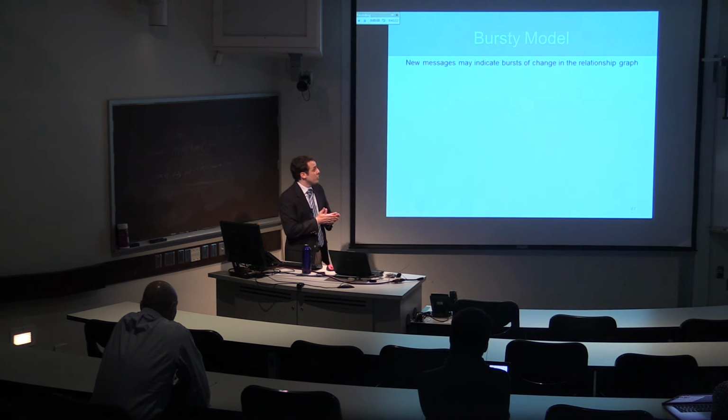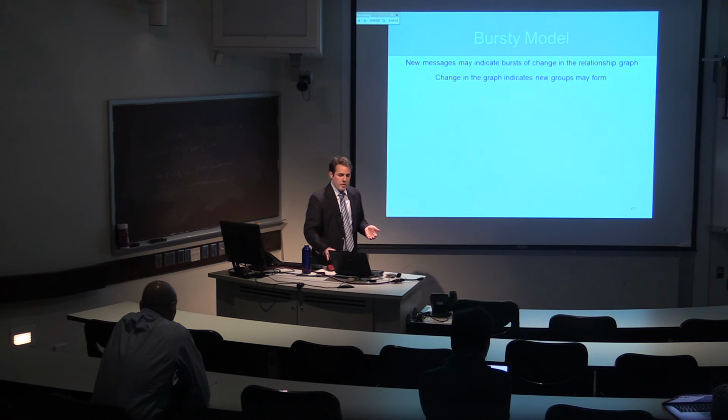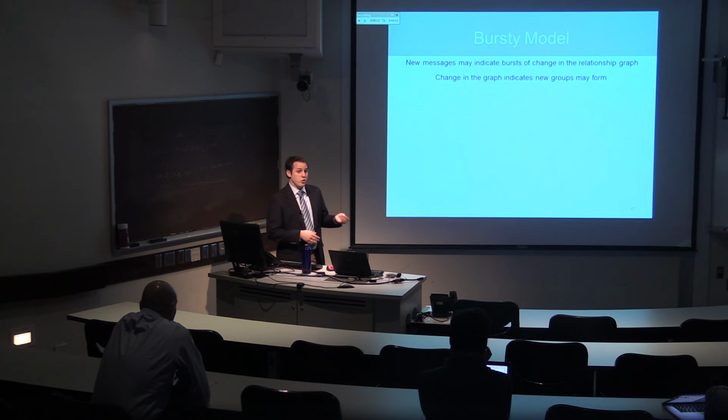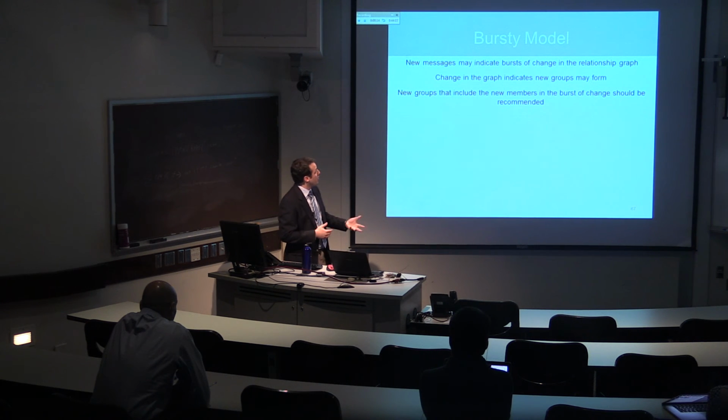So to address this issue, we developed a Bursty model, which is based on the idea that new messages may indicate bursts of change in the relationship graph. Then change in the graph indicates that new groups may form. And new groups that include the new members, or the members added by these new messages, in the burst of change should be recommended because they're triggered by this burst of new messages.